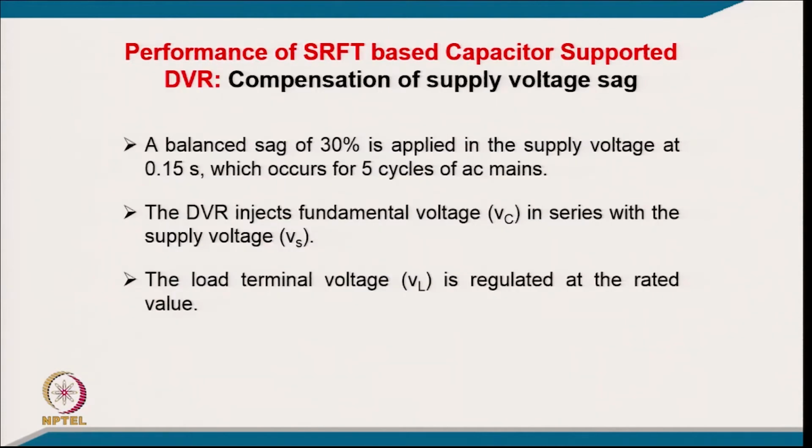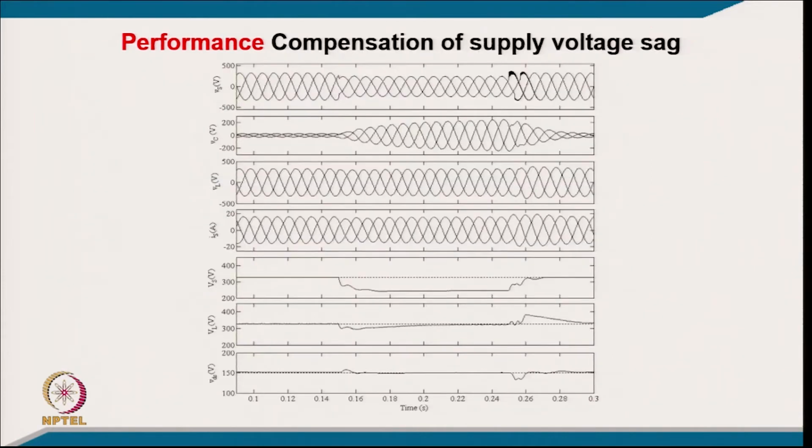So, coming to the performance of the synchronous reference frame theory based capacitor supported DVR, let us say for compensation of supply voltage sag, a balanced sag of 30% is applied in the supply voltage at a time of 0.15 second, and it occurs for 5 cycles of AC mains. The DVR injects the fundamental voltage in series with the supply voltage, and the load terminal voltage is regulated at the rated value. This is the typical case: the sag is applied for 5 cycles, and you have the injected voltage here, so that the load voltage is maintained sinusoidal, balanced and constant across the load.